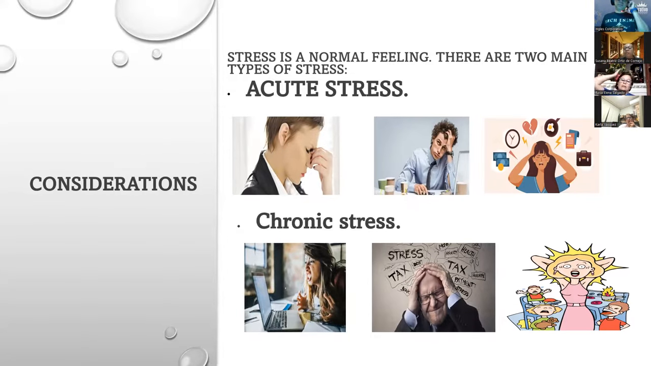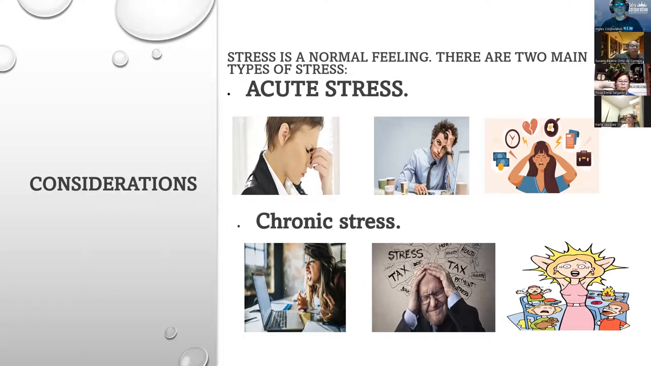Consideration. Stress is a normal feeling. There are two main types of stress. Acute stress. Acute stress is short-term stress that goes away quickly. You feel it when you slam on the brakes, or have a fight with your partner, or ski down a steep slope. It helps you manage dangerous situations.